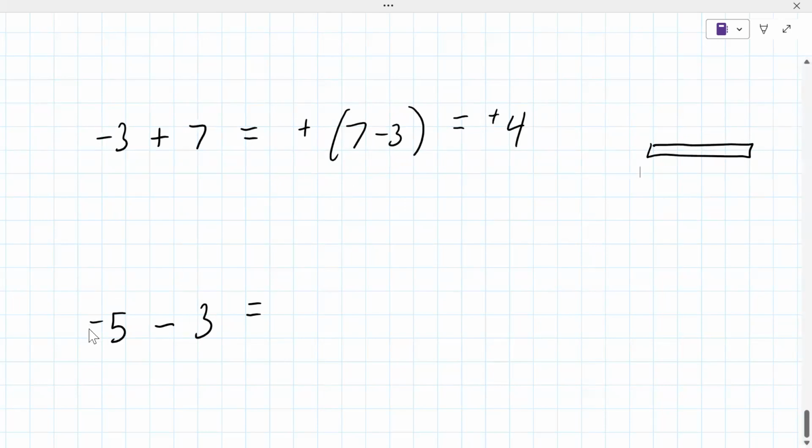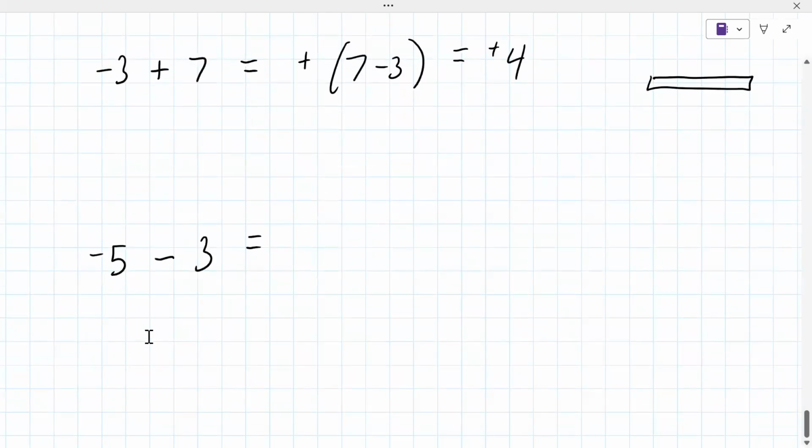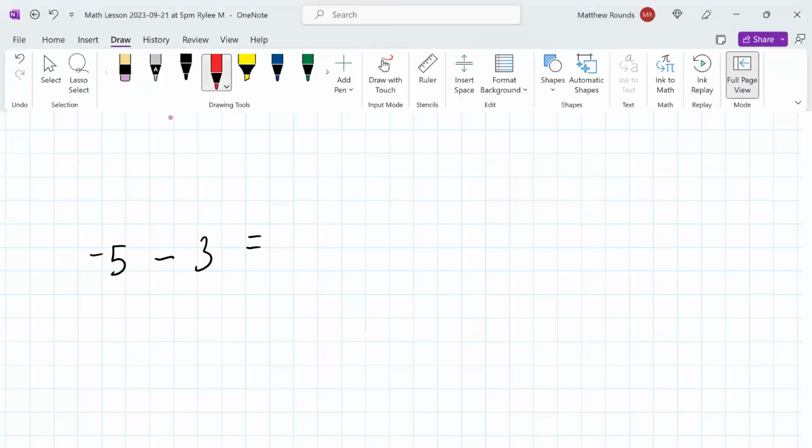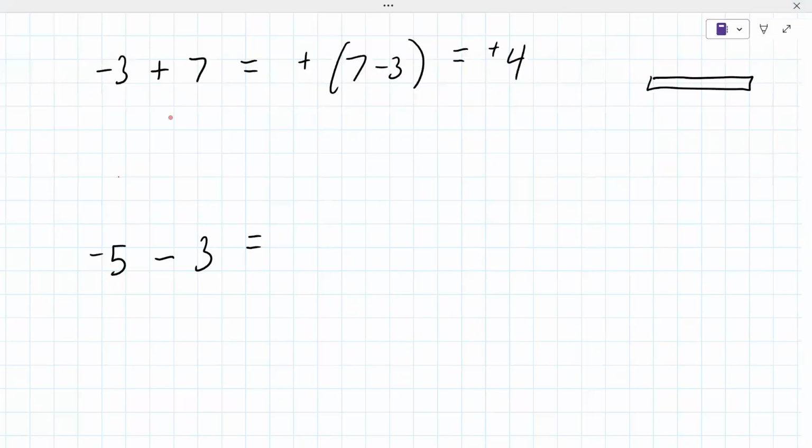Okay, are these same sign or opposite in sign? Opposite sign. Wait, no, same sign. Why are they same sign? Well, wouldn't the 3 turn into a negative? It's -5, and then the operator goes with it, so it's -3. So yes, these are same sign.